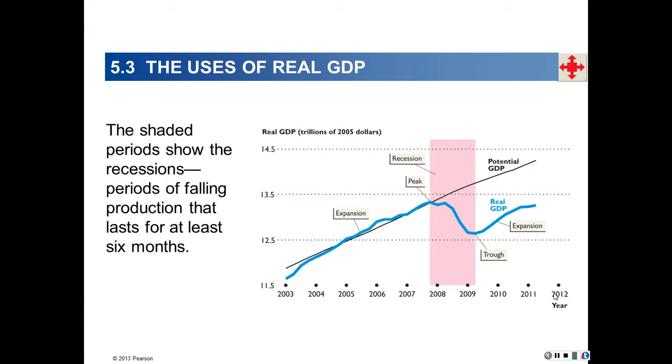Here we have a small part of that diagram. We're sort of magnifying it. Right, so here we have a recession. What is a recession? A recession is defined as a period of falling production that lasts for at least 6 months. So how do you identify a recession? If real GDP of the economy falls for 2 consecutive quarters, that's when the government announces that we are in recession. So that's the definition used by our government. Okay?